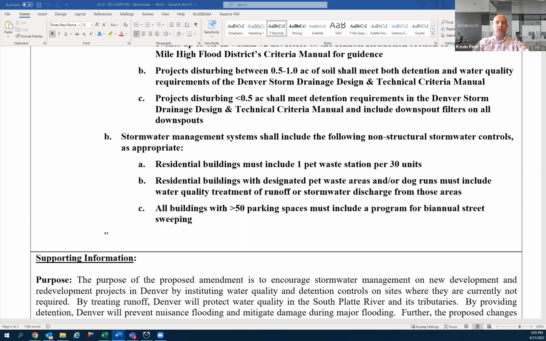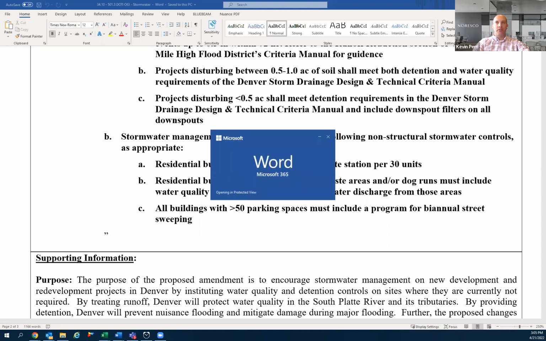Anybody from the general public that wants to speak in support of this proposal, please raise your hand. Third and final call. Being none, we will go to opposition. Anybody from the general public that wants to speak in opposition, please raise your hand. Third and final call, anybody who wants to speak in opposition? Seeing none, we will go back to the committee.